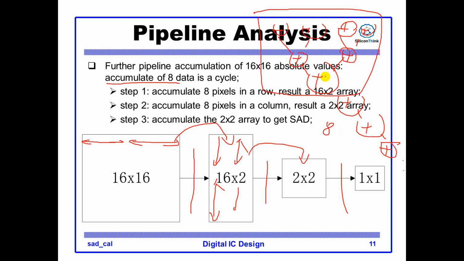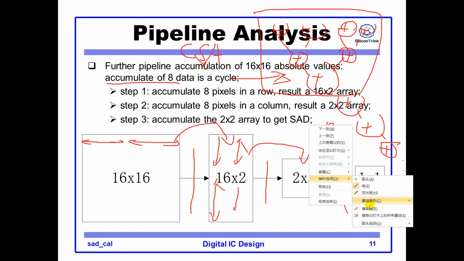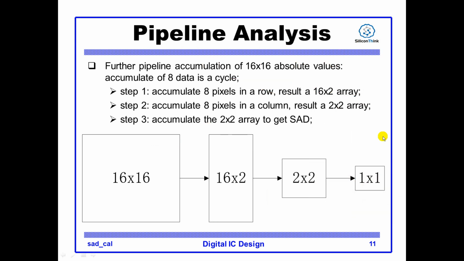If you think so, you are wrong. You must have forgotten or missed something also in chapter 1 of this course, Arithmetic Datapath. There is CSA, carry save adder architecture, for the accumulation of multiple data. You have to review this part. So this is the idea here: accumulate 8 data for each cycle.